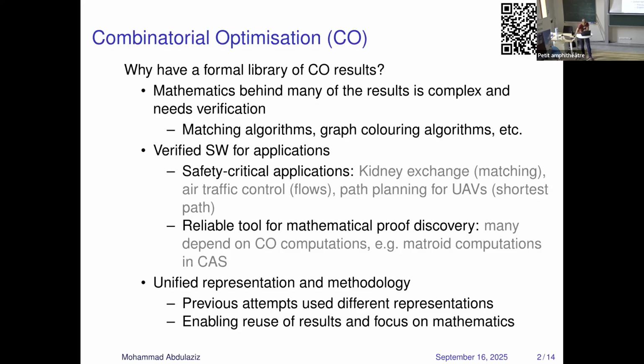And lastly, one purpose of building this library is having just one representation, or as little representation as possible, on which all the results are proved. And also one methodology using which we prove, for example, the correctness of algorithms, so that whenever you're trying to prove something new in combinatorial optimization, you know that you can reuse what has been done because everything is on one representation, and you also have a methodology of how to represent an algorithm and to reason about it. So you don't need to come up with all of these things. You just focus on the mathematics of whatever you're trying to formalize.